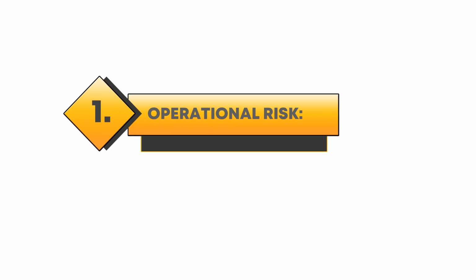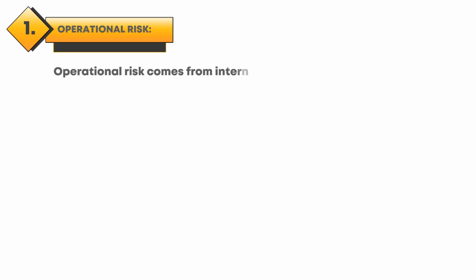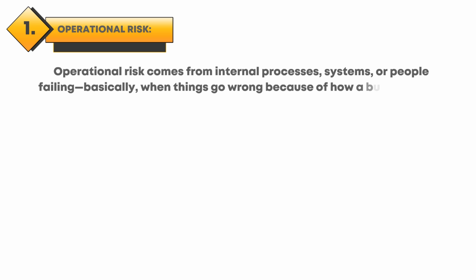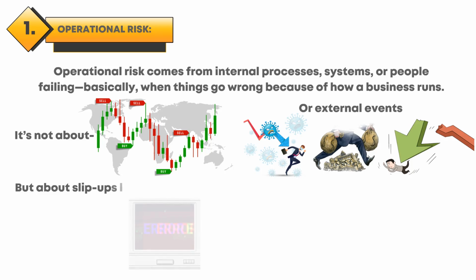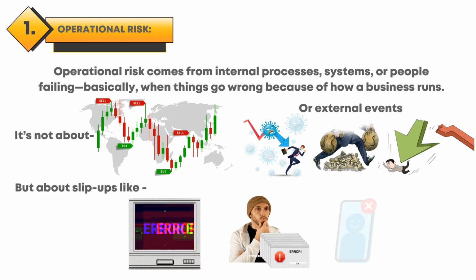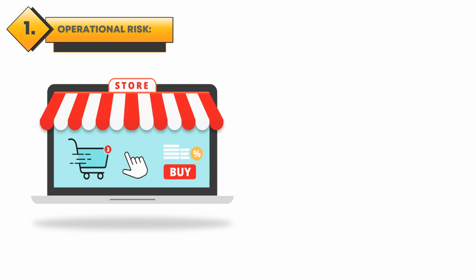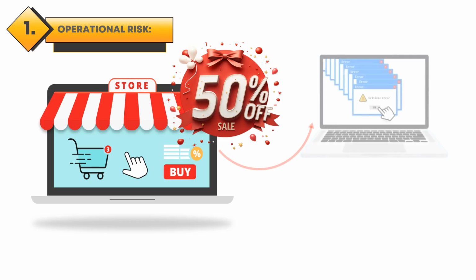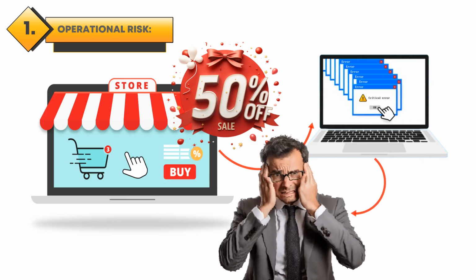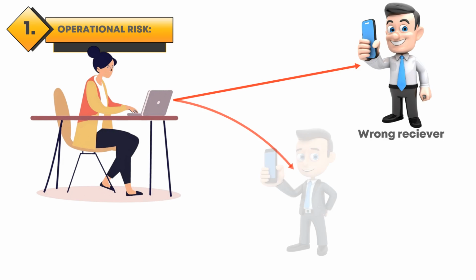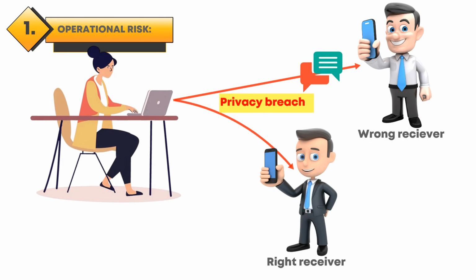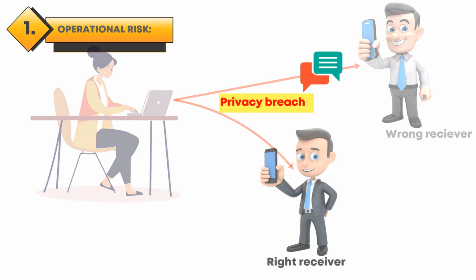First up, operational risk. Operational risk comes from internal processes, systems, or people failing. Basically, when things go wrong because of how a business runs. It's not about market swings or external events, but about slip-ups like tech glitches, human errors, or even fraud within the organization. For example, imagine you run a small online store. Your website crashes during a big sale because of a server issue, and you lose a day's worth of orders. Or maybe an employee accidentally sends sensitive customer data to the wrong person, leading to a privacy breach. That's operational risk in action.